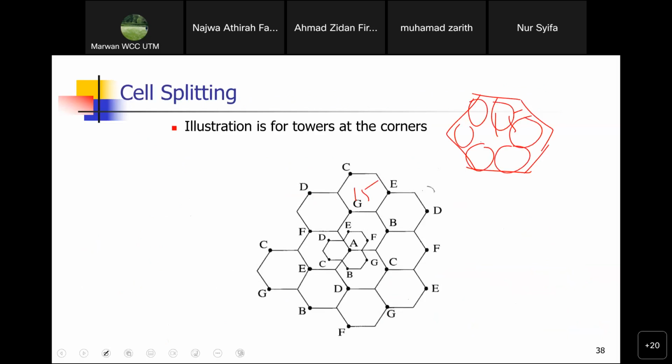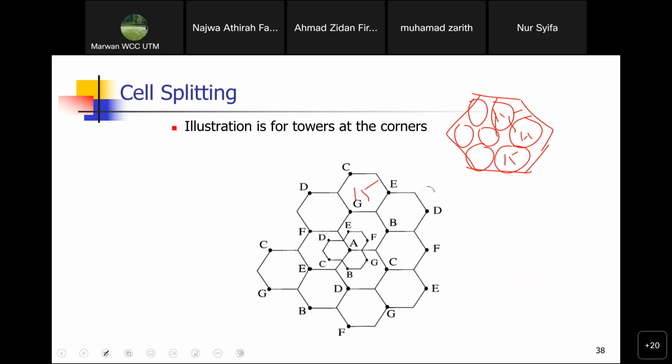We build a smaller cell. Then we get 15 times 7 over here. So you have 7 times the increment in the number of users. So this is also one way. What does it mean? It means that you are using a smaller radius of the cell.